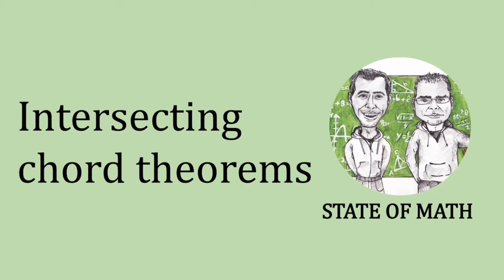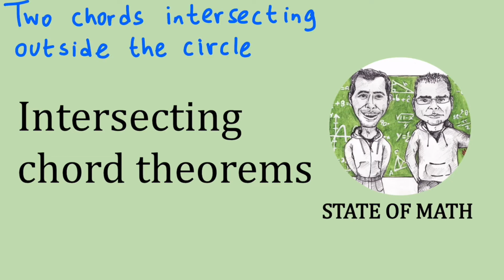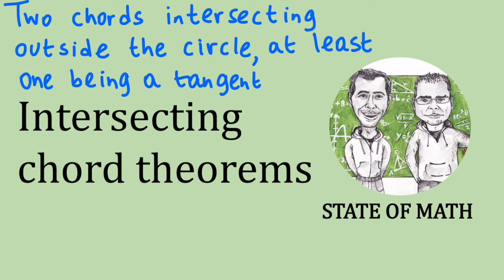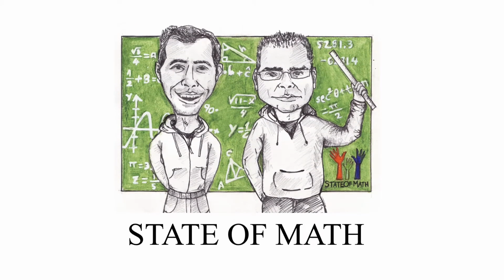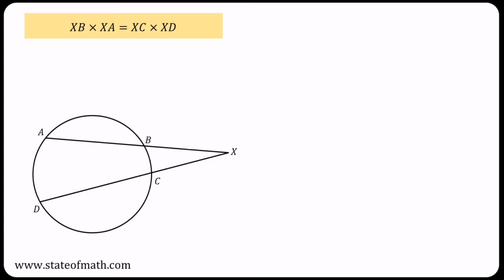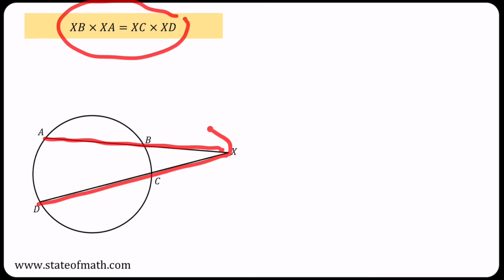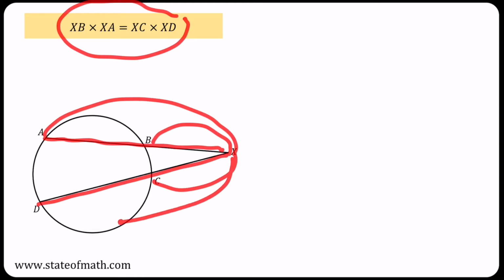In this video, I will explain how to use the intersecting chord theorems when we've got two chords intersecting outside the circle with at least one of them being a tangent. So I will actually start from the intersecting chord theorems that describes the relationship when we've got two chords intersecting outside the circle. So we've got that XB times XA is XC times XD.